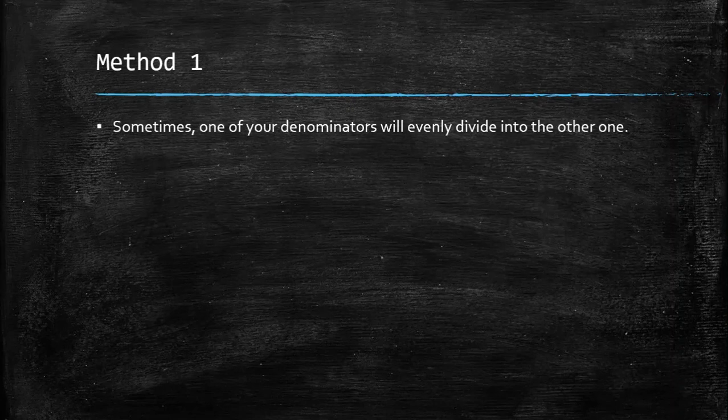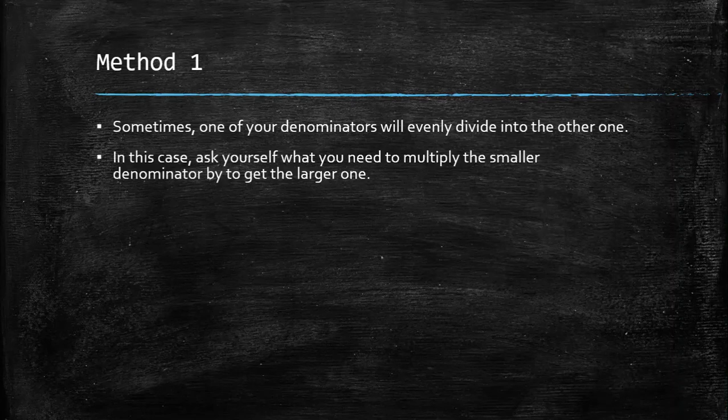So method one is, I guess, the easy one, but it only works some of the time. So sometimes one of your denominators will evenly divide into the other one, which means we're only going to have to change one of the fractions. So in this case, ask yourself, what do you need to multiply that smaller denominator by to be equal to the larger denominator? And then make sure you multiply the numerator by that same number also, or else you'll be changing the value of the fraction. And that's our goal here, is to make equivalent fractions with the same denominators. We don't want to change the value, or we're changing the original problem that we're being asked.